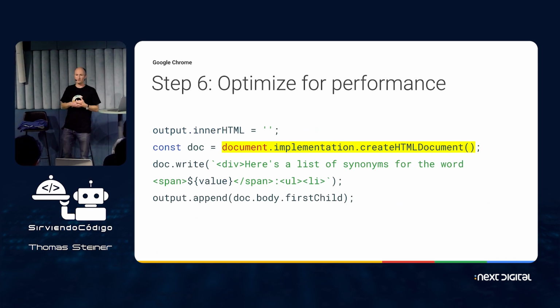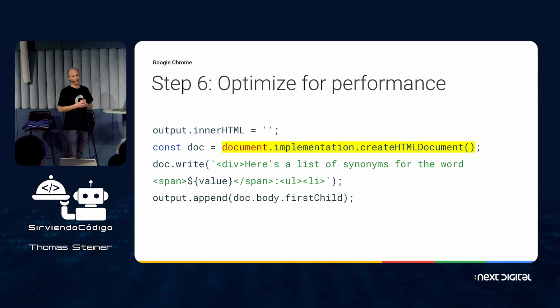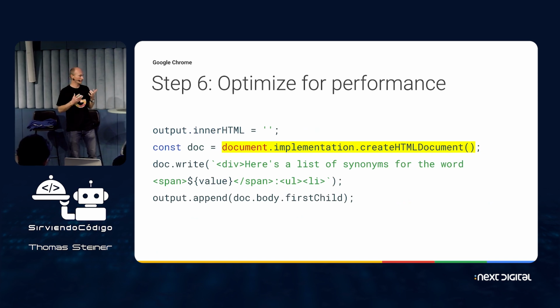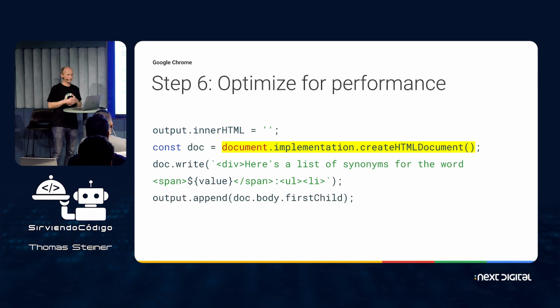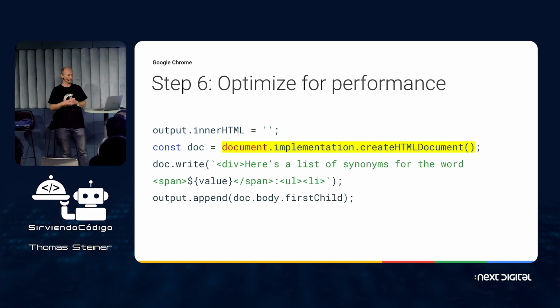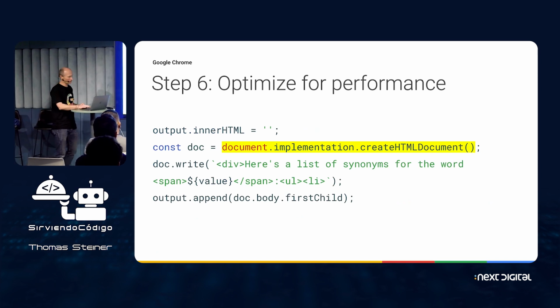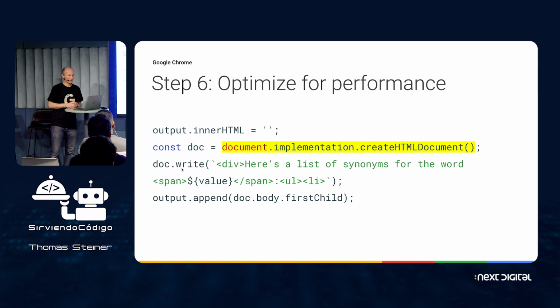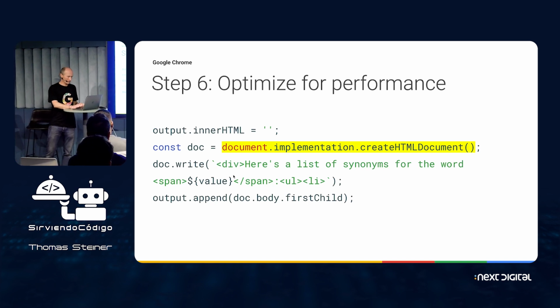We can optimize it with a very, very old API in the browser. Turns out browsers have handled streaming HTML since forever. In the browser, there's a document.implementation.createHTMLDocument function that gives us a document. With this document, we can then just use the good old document.write API and write into this. You can see here I'm writing, here's a list of synonyms for the word, and then the word that was dynamically entered by the user.